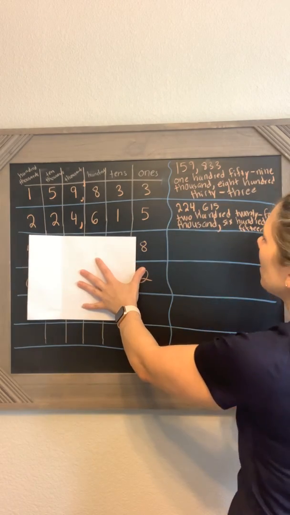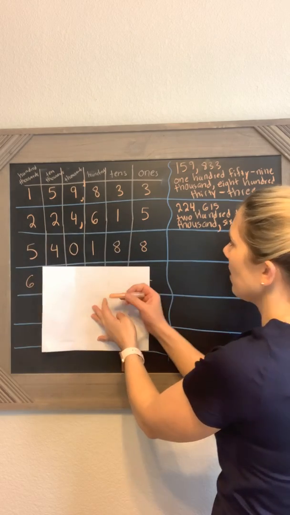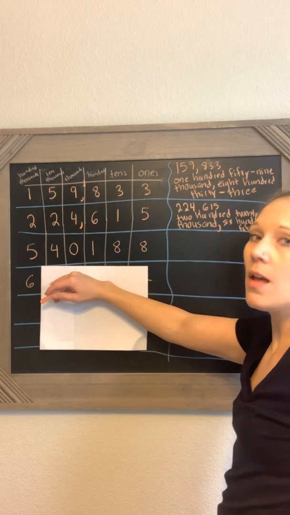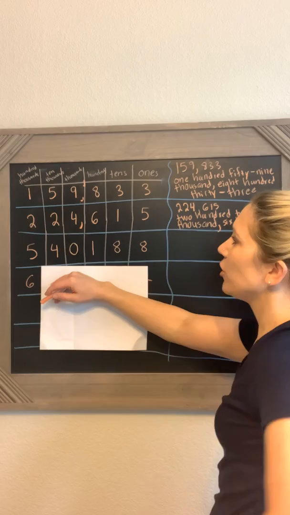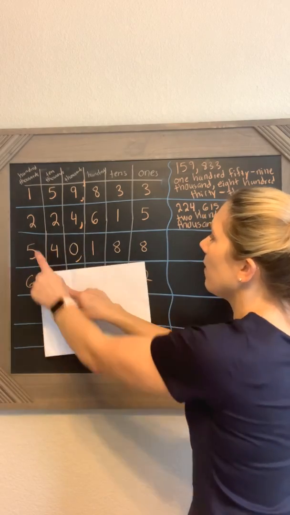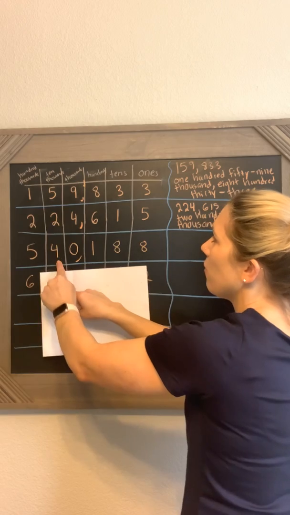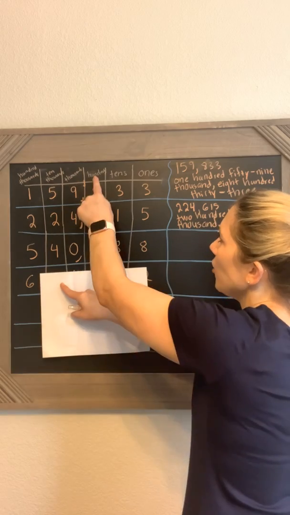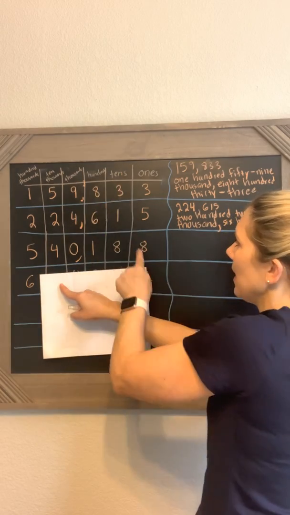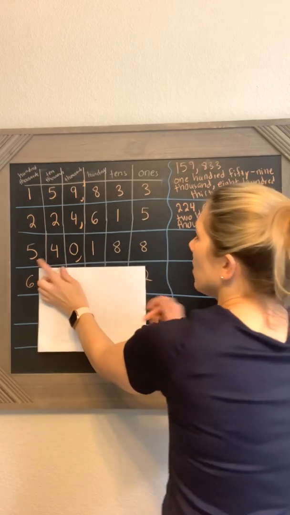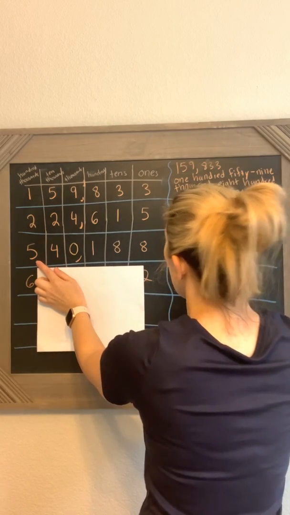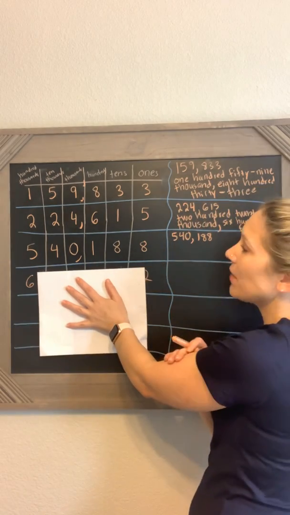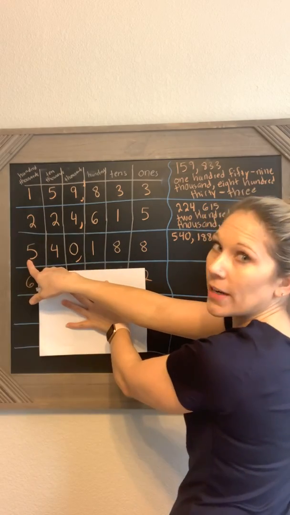My chalk marker's thick. Okay, so now on this next one, I'm going to go from my place value chart to standard form and then expanded form. So my digits, I have 5 100,000s, 4 10,000s, 0 thousands, 1 hundred, 8 tens and 8 ones. So in standard form, 540,188. So when I write this in expanded form, I'm going to start over here with my 100,000s.